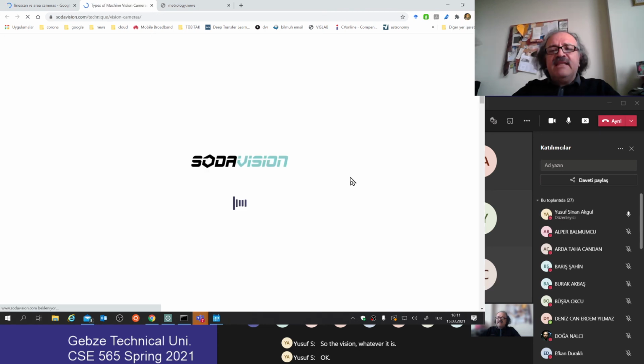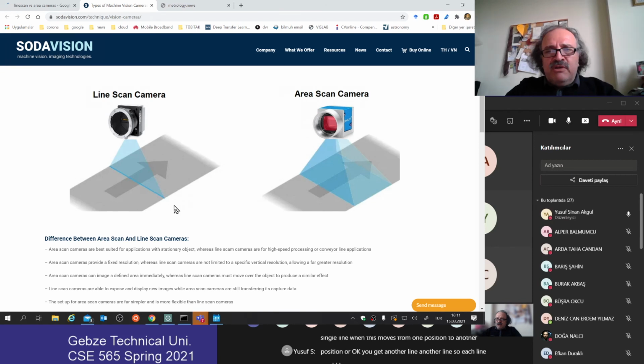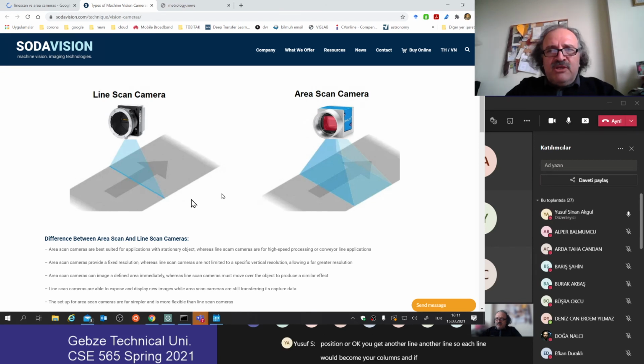The observation satellites that take images of the Earth all the time are line scan cameras. So this line scan camera is moving over the target, and every time it gets a single line. When it moves from one position to another, you get another line and another line. Each line becomes a column, and if you put them together, you get a two-dimensional image. An area scan camera just takes two-dimensional images all the time. So that's the difference.